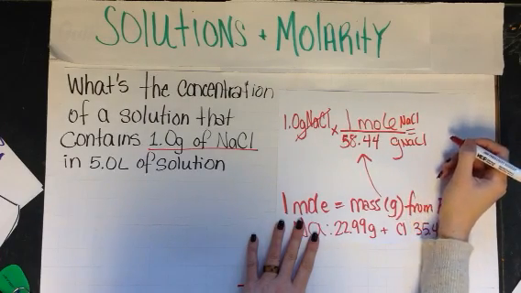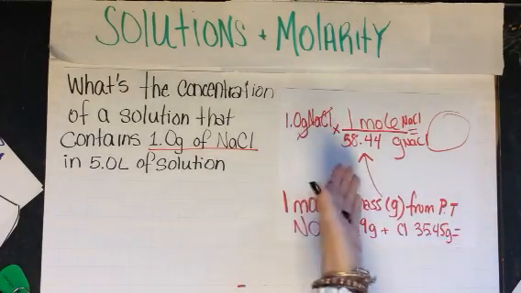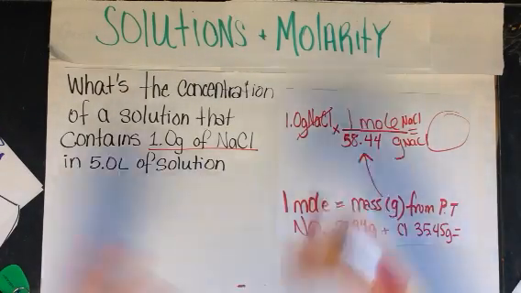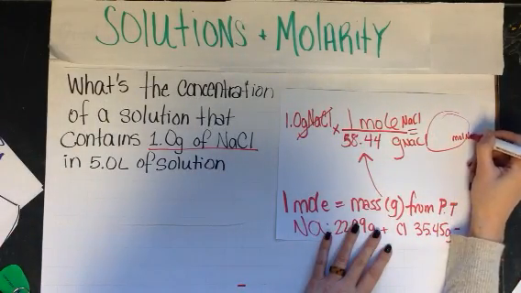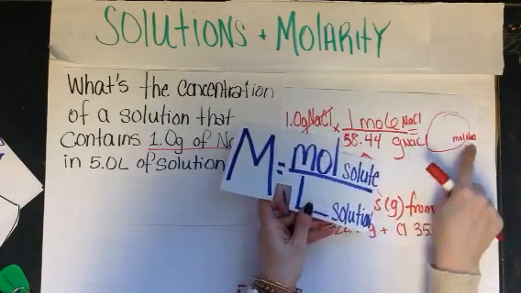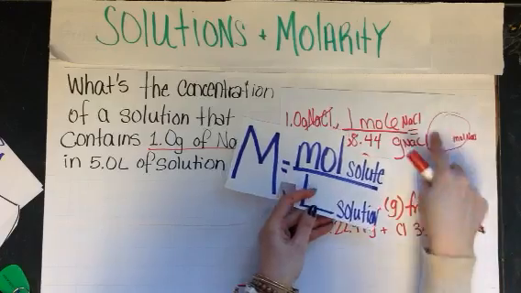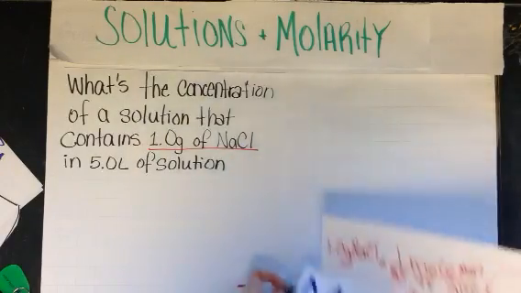When all is said and done, get your final answer. So whatever that may be, 1 divided by 58.44. At this point, I'm going to rely on you. Right? Whatever your answer is, moles of NaCl. Okay, make sure it's a decimal. And now I have my moles of solute, whatever that number is. So take a second and calculate this. Okay, so that's just the first step.